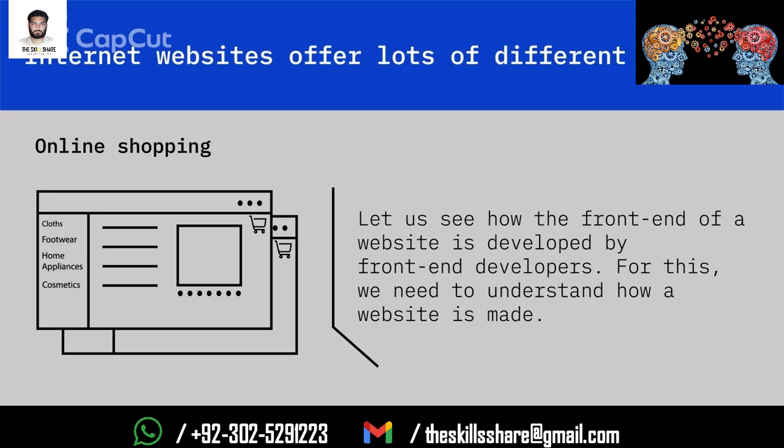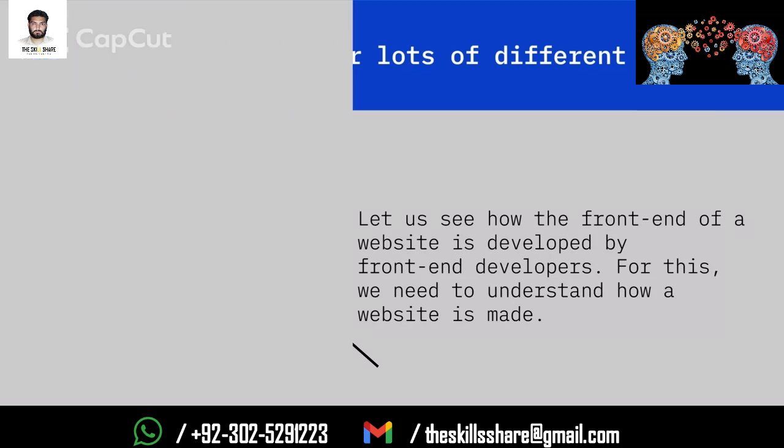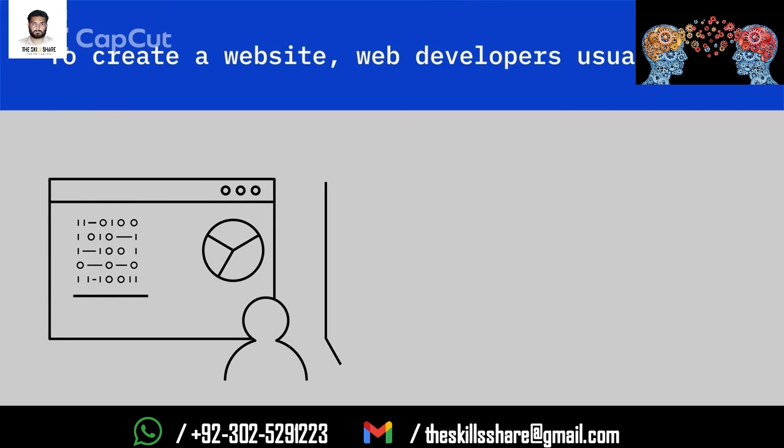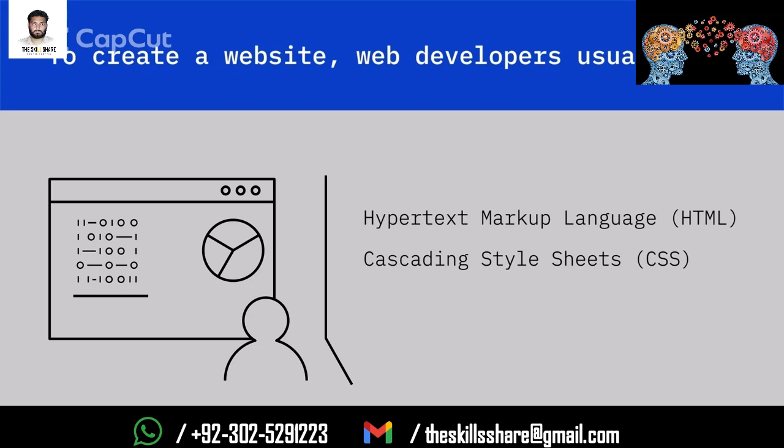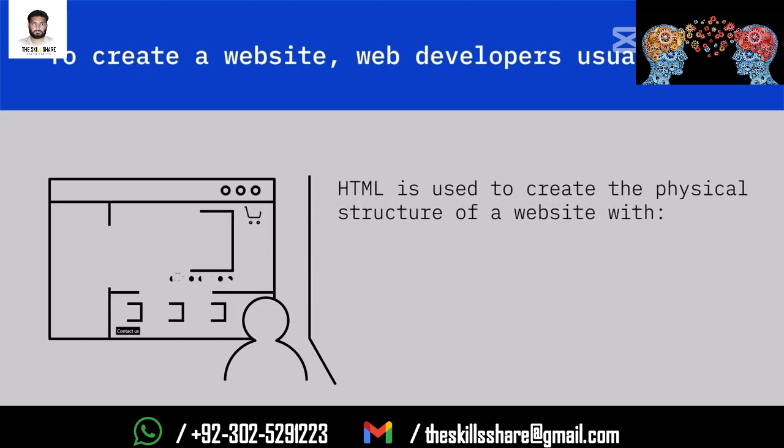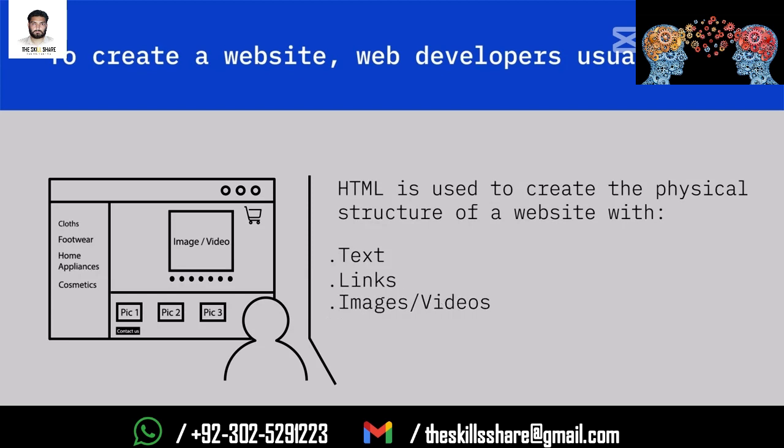For this, we need to understand how a website is made. To create a website, web developers usually use hypertext markup language, HTML, cascading style sheets, CSS, and JavaScript. These languages are designed to work in conjunction with each other. HTML is used to create the physical structure of a website. The physical structure contains elements such as text, links, images and videos, page dividers, and buttons. The HTML code ensures a proper formatting of all text and image elements so that browsers display the page consistently.